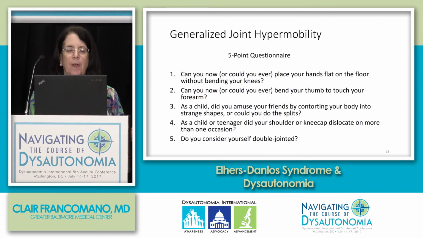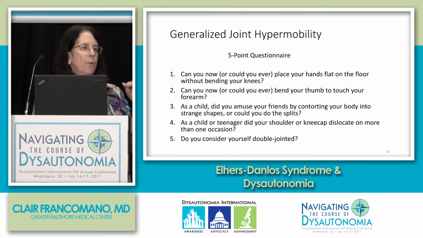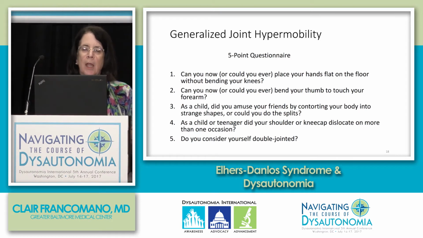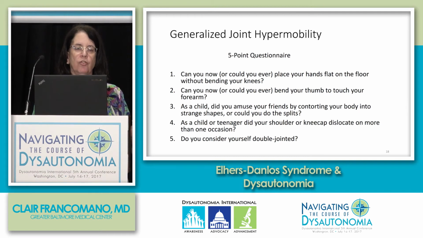And the committee also felt that if people were 1 point shy of meeting the diagnosis of generalized joint hypermobility based on the Beighton criteria, we can also use this 5-point questionnaire, which assesses for a sort of historical evidence of hypermobility. And if a person has 2 positive answers on this 5-point questionnaire and a Beighton score that's 1 point less than the cutoff, we can still say they have generalized joint hypermobility for this diagnosis.